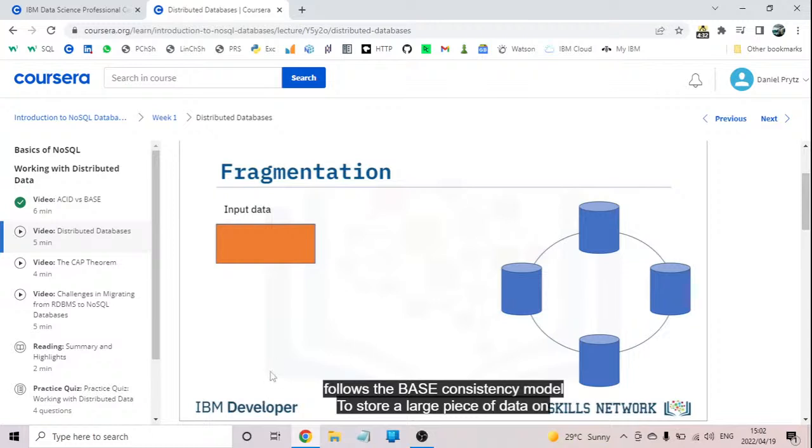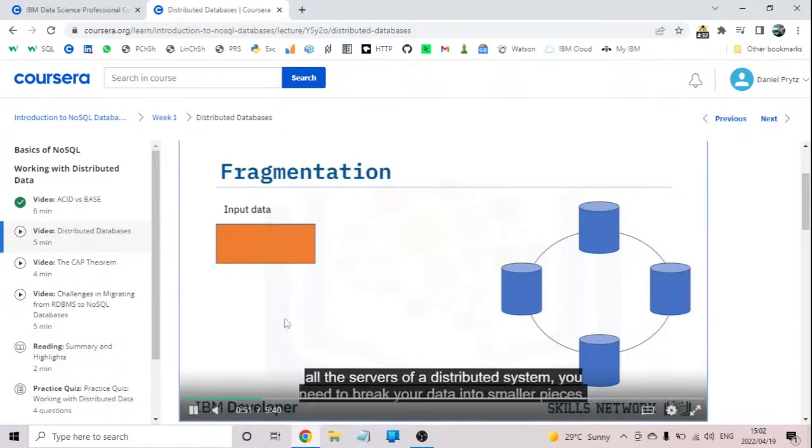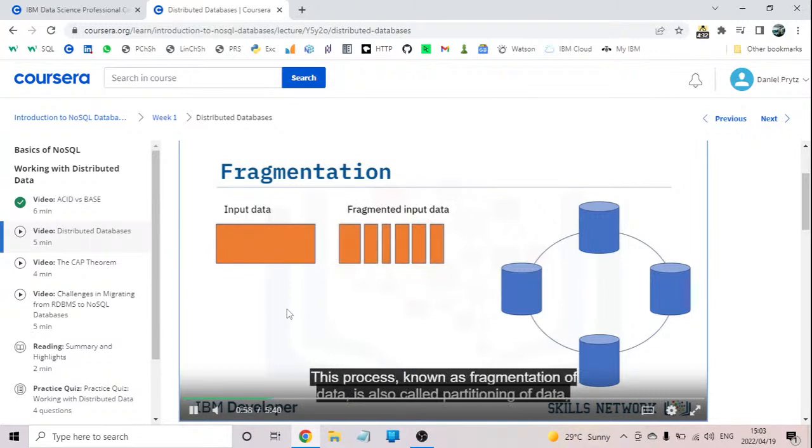Let's keep going. Suppose the database consists also of distributed servers, so we can break it into smaller pieces. You need to break it. This process, known as fragmenting data, is also called partitioning of data. Partitioning.